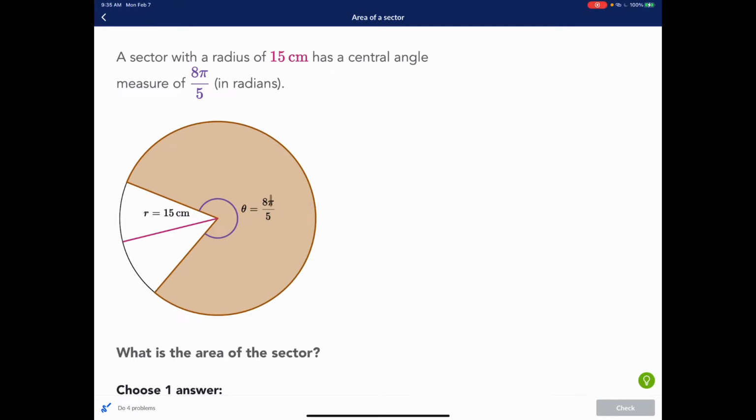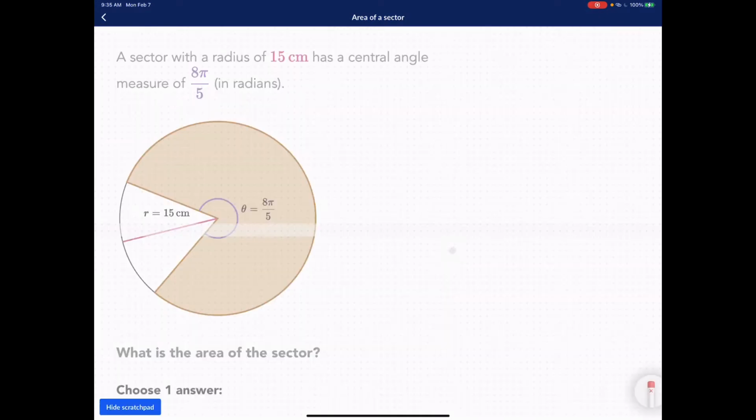I am dealing with radians here, and I can work with radians, but for me personally, it's difficult to imagine what 8 pi over 5 is in terms of pi. I don't really know how much of the circle that is. So what I'm going to do is divide that by 2 pi. So I have 8 pi over 5.